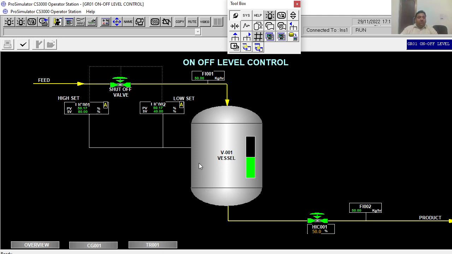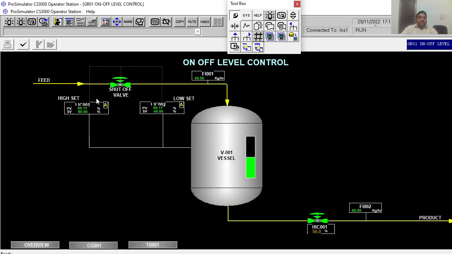Before we go to the controllers, let us see what the different indicators on the screen are. This is the feed going into the tank with a flow rate of 50 kg per hour, and the feed going out of the tank is also 50 kg per hour. That means the tank is under steady state condition. The amount coming in is the same as the amount going out. And this is the valve that is connected to the on-off controller.